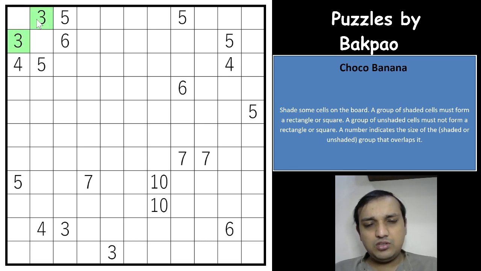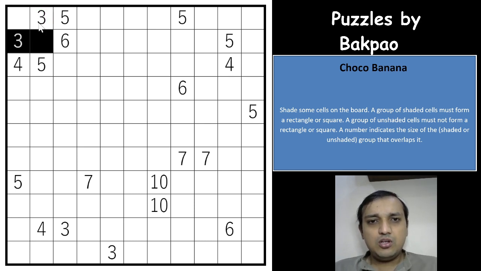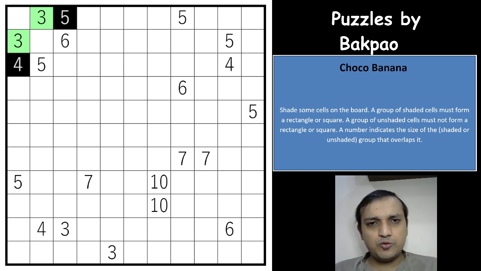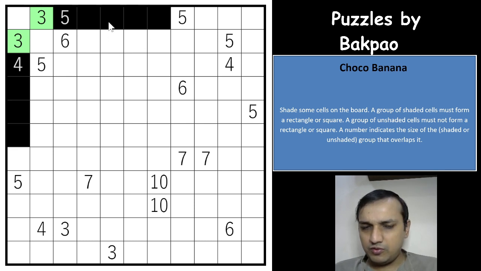I know that these three would have to be unshaded because if you have a shaded 3, there is no way you can form a square or a rectangle, so both of these would have to be unshaded, which means both of these would have to be shaded because cells touching the unshaded group will have to be shaded. So 5 is only one possible way, 4 is also one possible way. You get these as unshaded, these as unshaded.